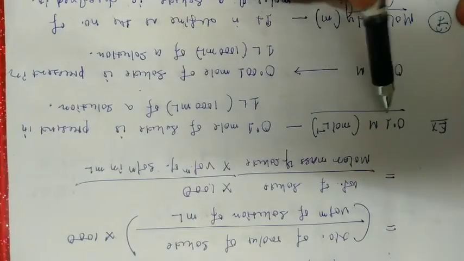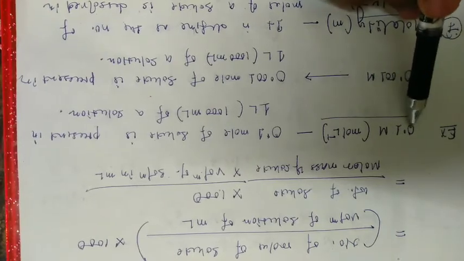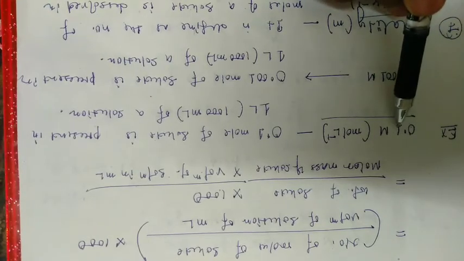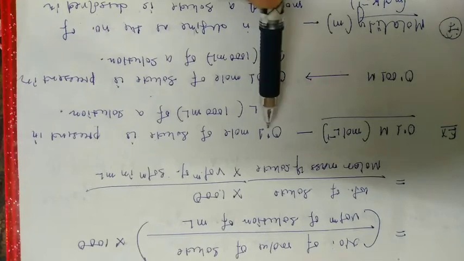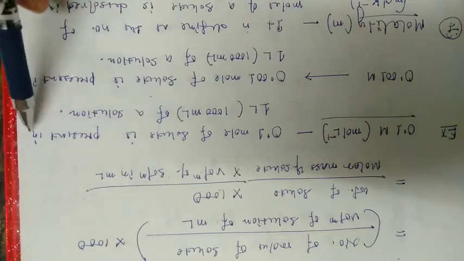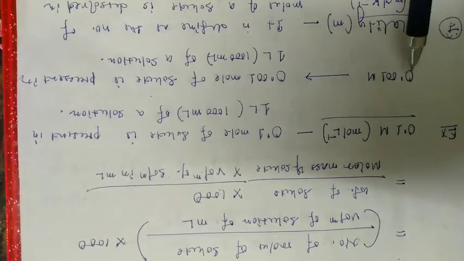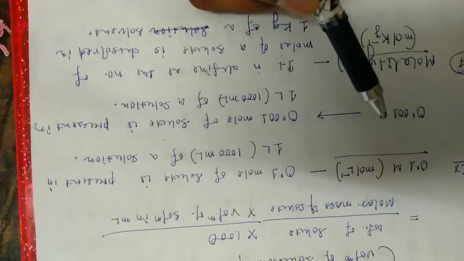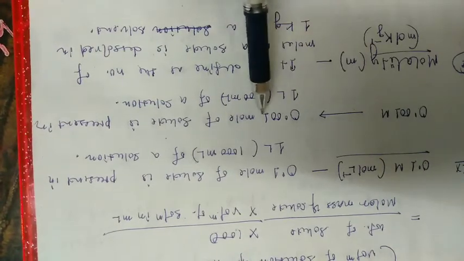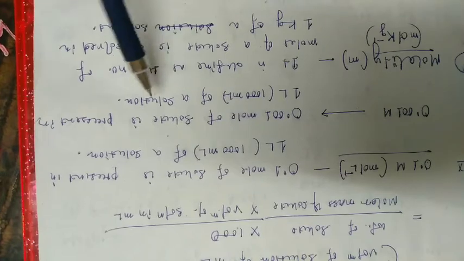So let us consider a solution whose concentration is given in molarity, a 0.1 molar solution. So what is the meaning of it? 0.1 mole of solute is present in 1 liter of a solution. Similarly, a 0.001 molar solution means that 0.001 mole of solute is present in 1 liter of a solution.